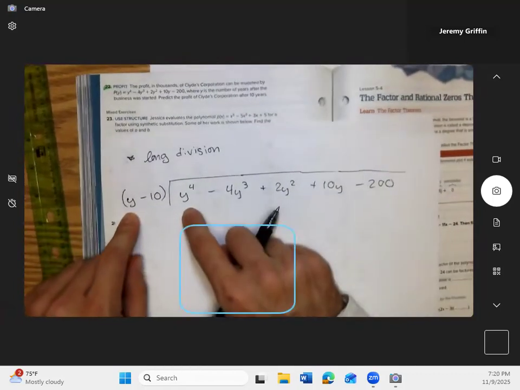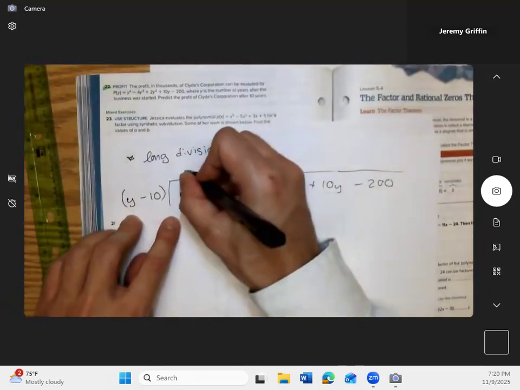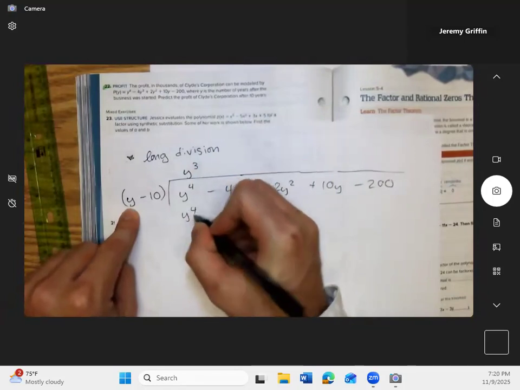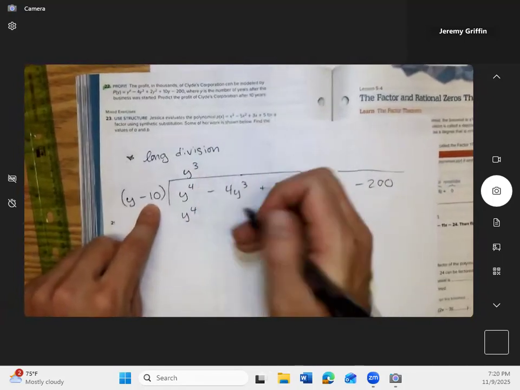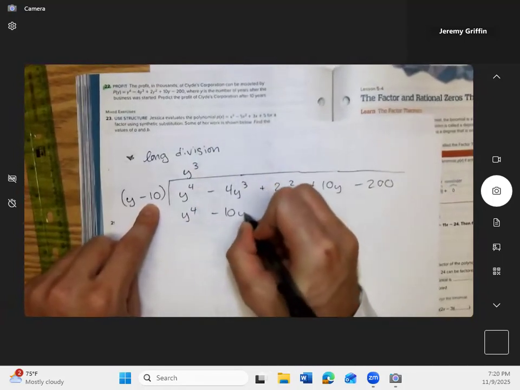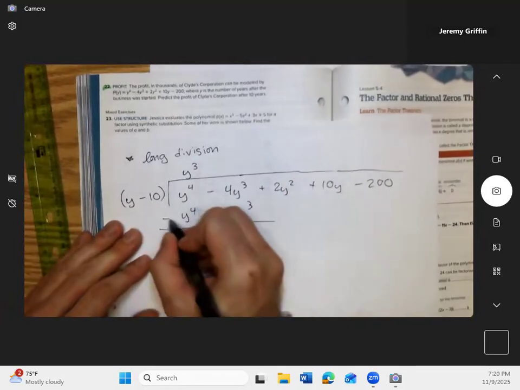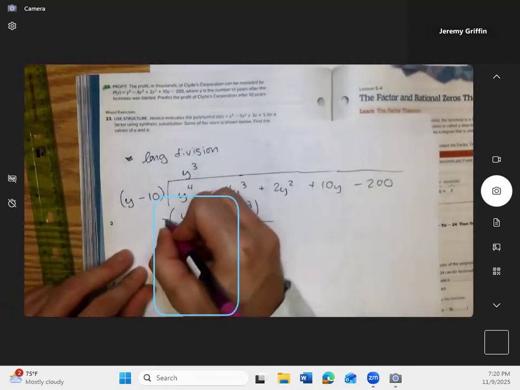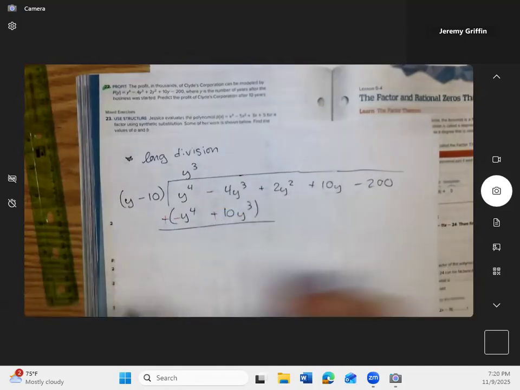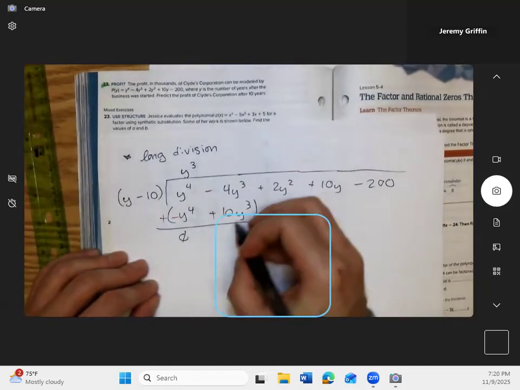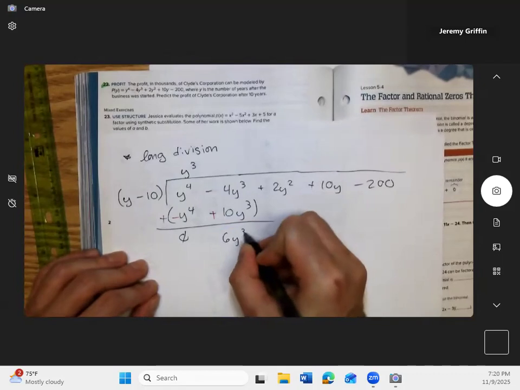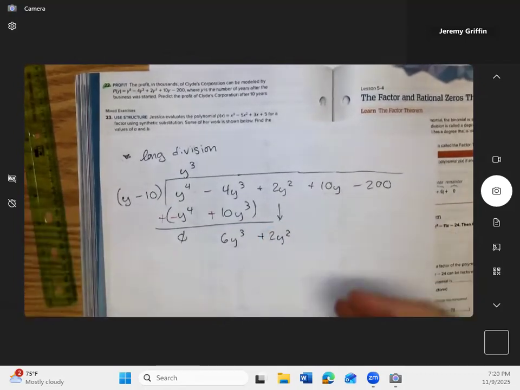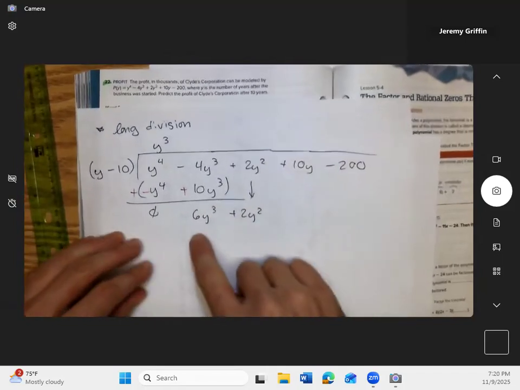So how many times does y go into y to the 4? Well, that would be y to the 3 times. So y to the 3 times y is y to the 4. But don't forget, y to the 3 times -10 is -10y to the 3. Now we're going to subtract this off right here. So I'm going to distribute this negative, just like I did before. This, of course, zeroes out. This gives me 6y to the 3. Then drop down my 2y squared, and then just rinse and repeat. I'm just going to keep on going all the way down.